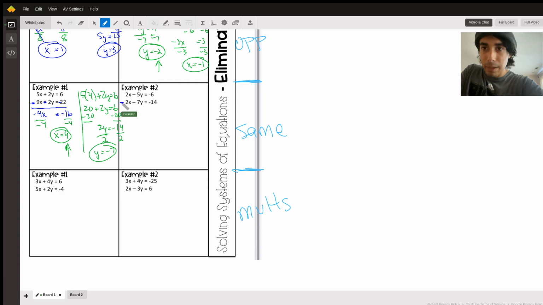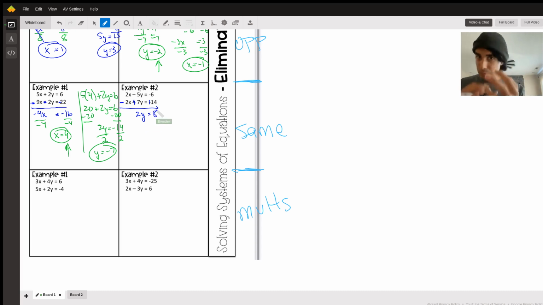Switch all the signs. A minus becomes a plus. That becomes a plus. All right, and now we can just add them together. So we got 2x minus 2x, that one is eliminated. Negative 5y plus 7y, that is a 2y. Negative 6 plus 14, that is an 8.